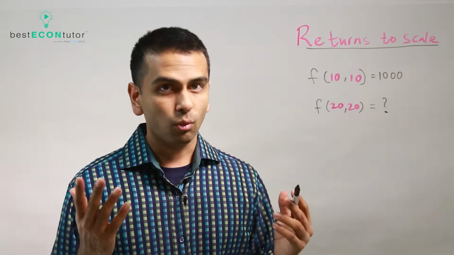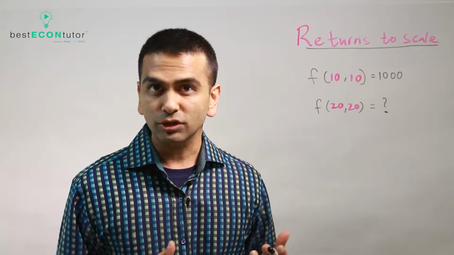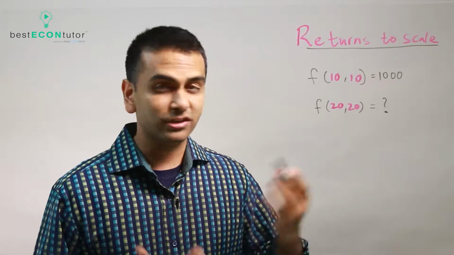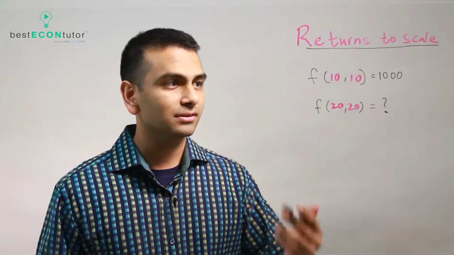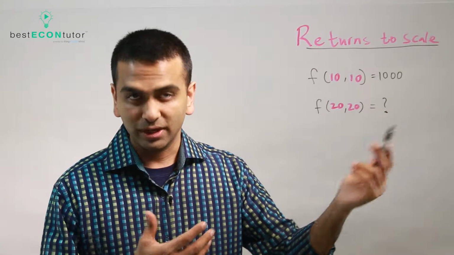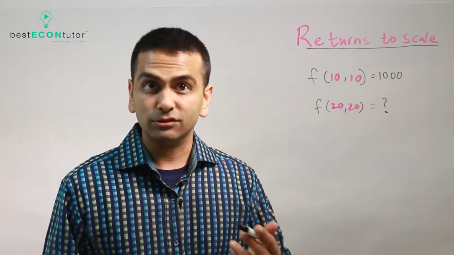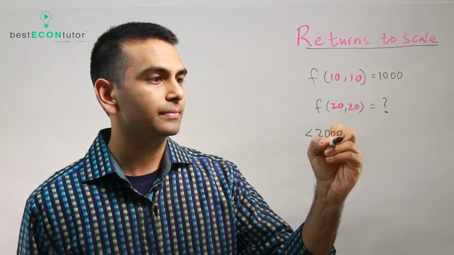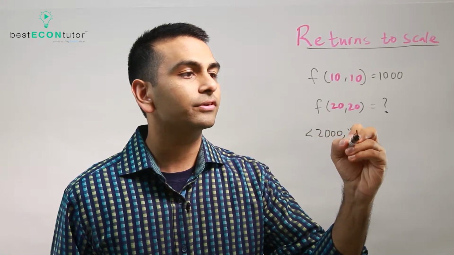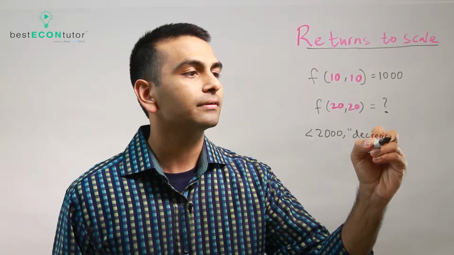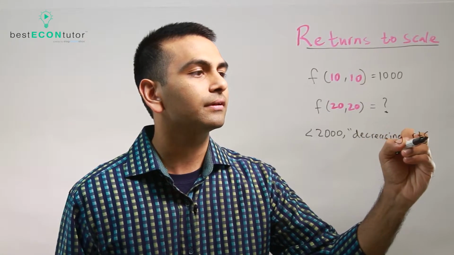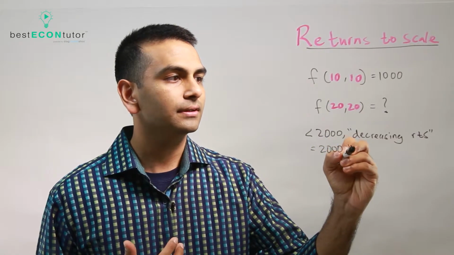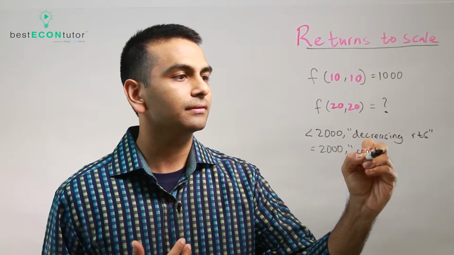It kind of depends. What if you get exactly 2,000 trucks? That's kind of what you'd expect, right? If 10 and 10 made you 1,000, then if the extra workers and the extra machines added the same amount as the previous ones, well then you're going to have exactly 2,000, right? But you might not. You might have less than 2,000, or you might even have more than 2,000. If you have less than 2,000 as your output, then that's called decreasing returns to scale. Now, if you have, on the other hand, exactly 2,000, that's called constant returns to scale.